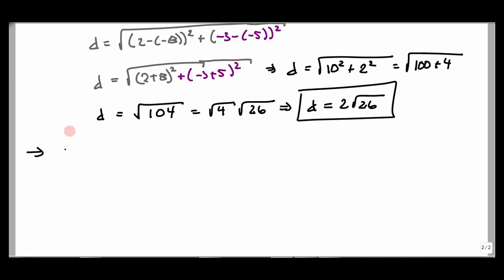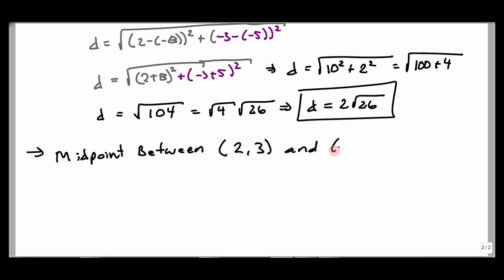So for midpoint, I might be trying to find the midpoint between two ordered pairs. So I'm trying to find the middle value. So let's go ahead and look at something like, well, let's do 2, 3, and then let's do 4, 10.